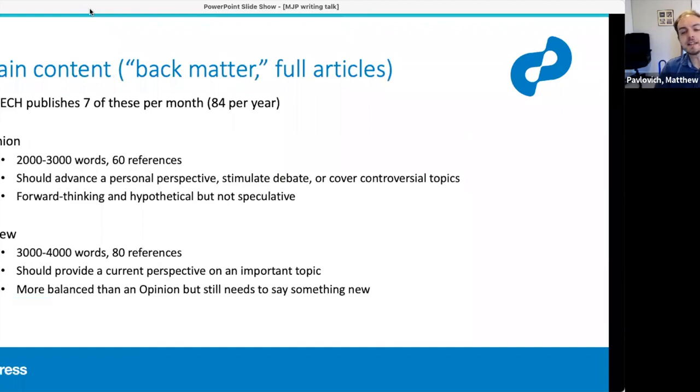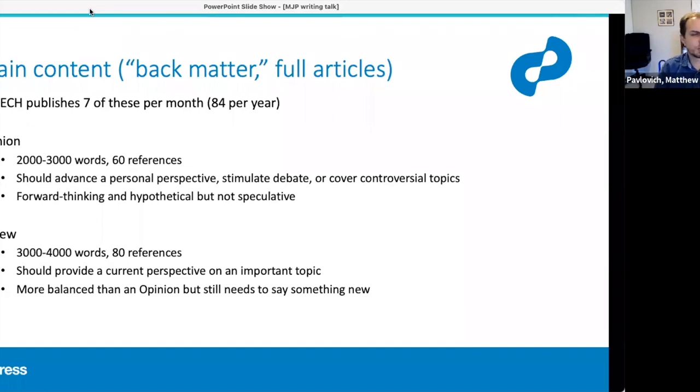So opinion is where the authors are giving their perspective on a particular topic. So they're the experts. They're saying where they think the field is going to go, or they're suggesting best practices, or they're really just trying to stir up a debate or even cover controversial topics. I like to say that these should be forward-thinking hypothetical, but not speculative. So you're making a point, but the point still needs to be grounded in the primary literature.